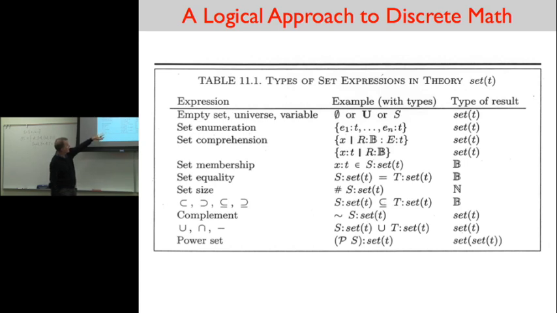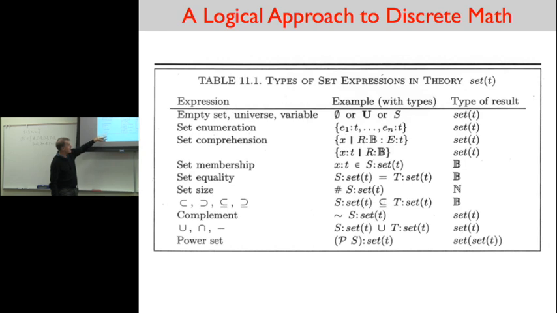Set membership, X of type T is an element of S of type set T. That's a Boolean, right? It's either true or false. Either X is in the set or it's not. Either X is in S or it's not. So that's type Boolean. Set equality, that's type Boolean. If we have one set S equals another set T, either those two things are equal or they're not. So that's type Boolean.